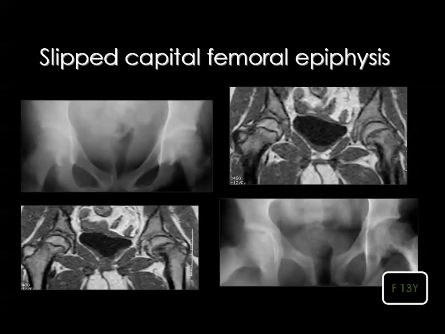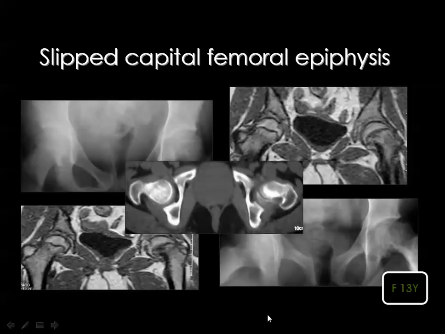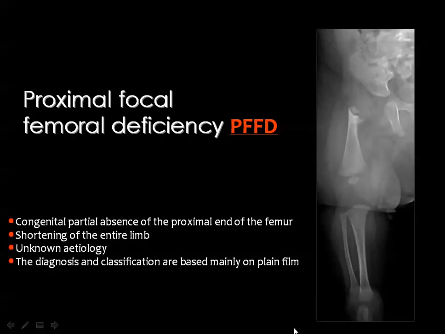In my opinion, the axial images of the CT scan are more helpful than plain X-rays and even MRI in the diagnosis of slipped capital femoral epiphysis. In the plain film of this example, you will feel that this epiphysis is slipping, and also you can see this by MRI, and here is the axial CT scan. You can see the slipped capital femoral epiphysis of the same case.